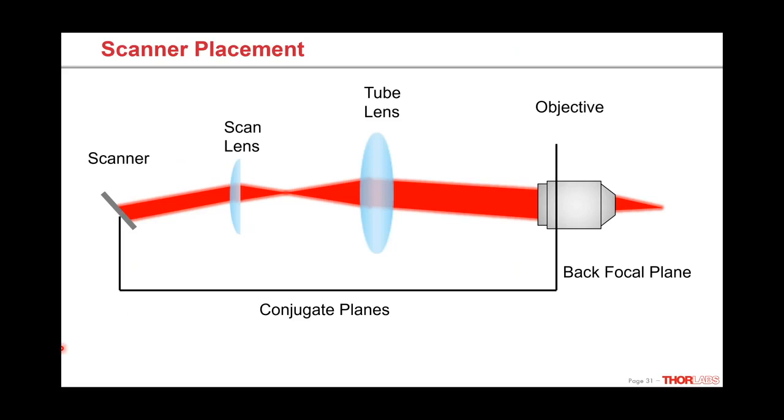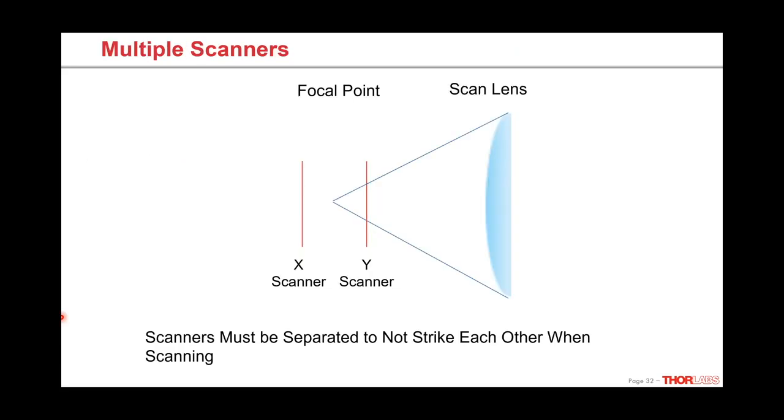Now, this would be very straightforward to do if our systems were based on only one scanner, but that is not the case. We use two scanners to raster a two-dimensional pattern. And so therefore, the scanners need to be spaced apart from each other enough so that they don't strike each other. So to accomplish this, we space them out on either side of the scan lens focal point so that each scanner is relatively close to the back focal plane of the objective.